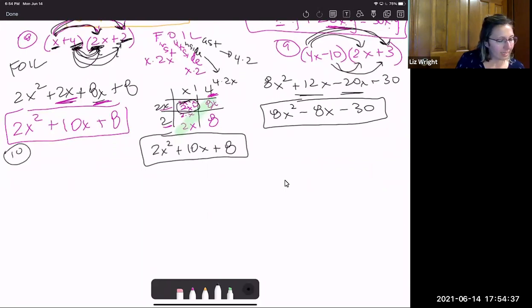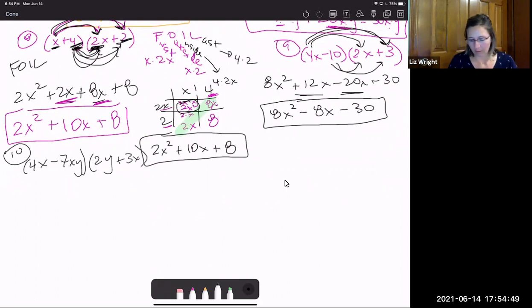So number 10, we have got 4x minus 7xy times 2y plus 3x. So again, if you're doing FOIL method, our first terms, 4 times 2 is going to give me 8. X times y is just going to give me xy.